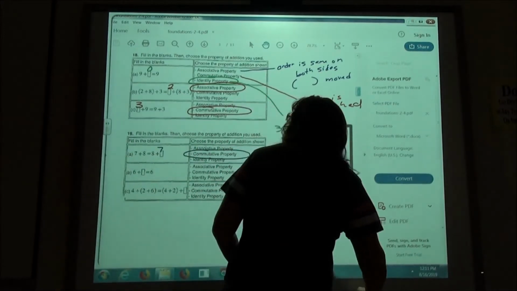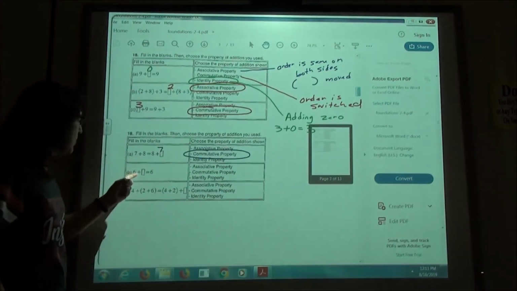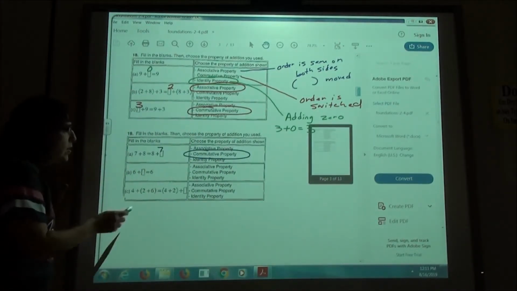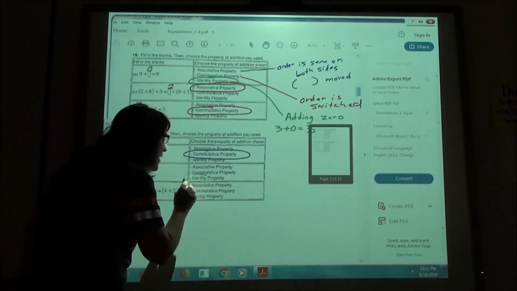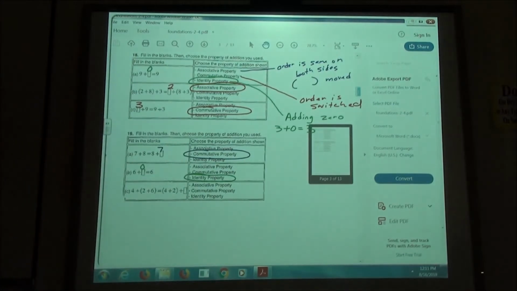The next one, 6 plus what number is 6? We know that 6 plus 0 is 6. Adding 0 is my identity property.